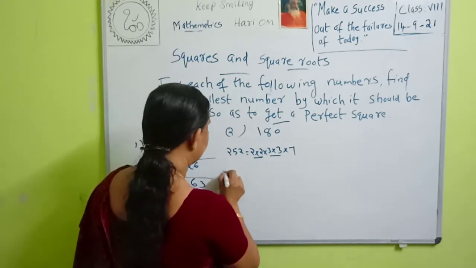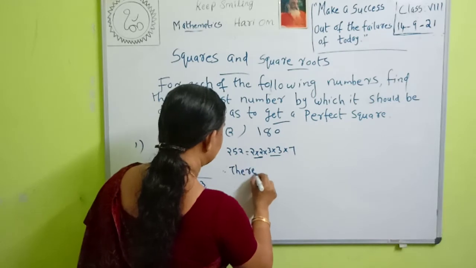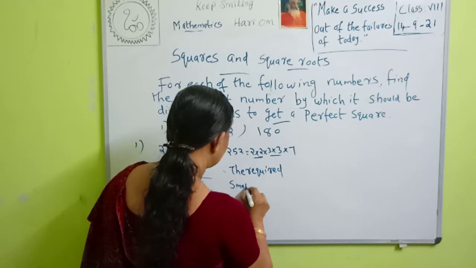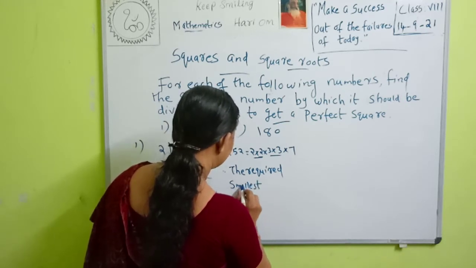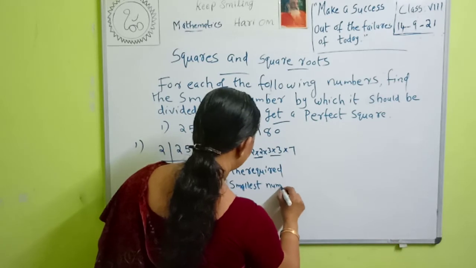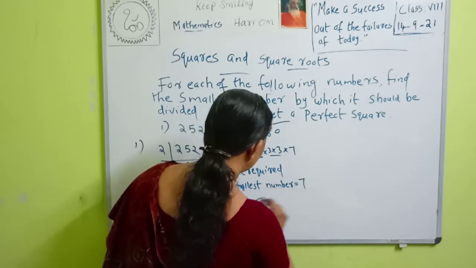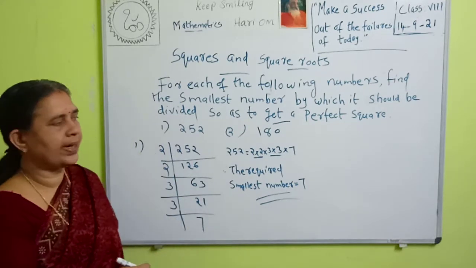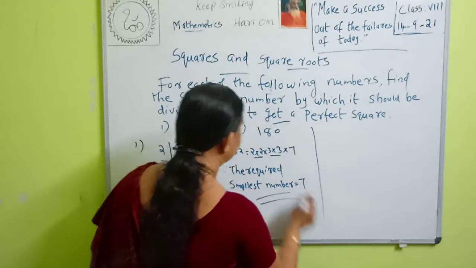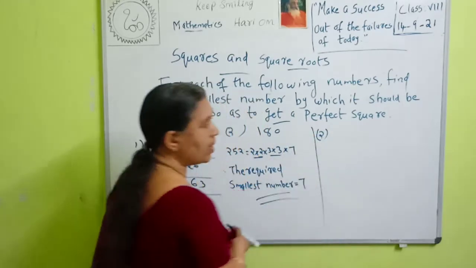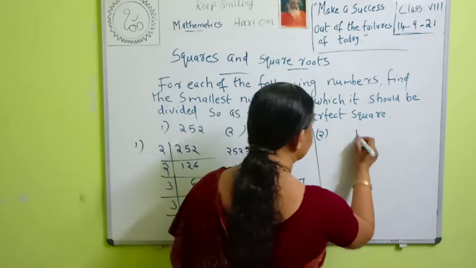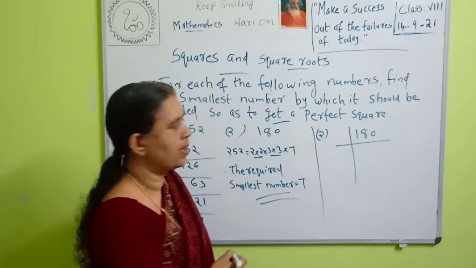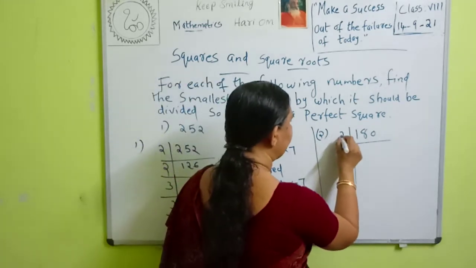Therefore what we can say? The required smallest number is equal to 7. Okay. So if we divide 252 by 7, then we will get a perfect square. Then what is our second question? The second question is 180. First you factorize 180. Then Rohit, what is the first prime number we can divide 180 by? 2.